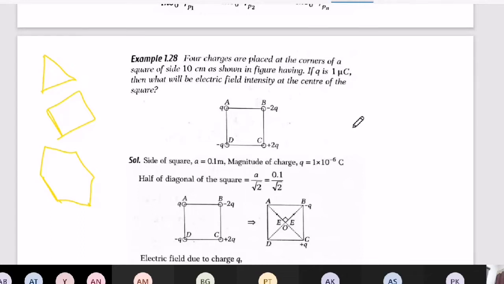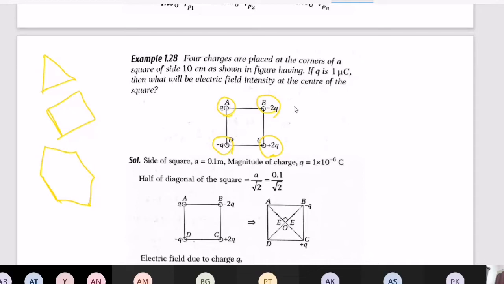Now here, four charges are placed at the corners of a square of side 10 centimeter as shown in the figure. If Q is 1 microcoulomb, then what will be the electric field intensity at the center of the square? See here: Q, minus Q, plus 2Q, minus 2Q.